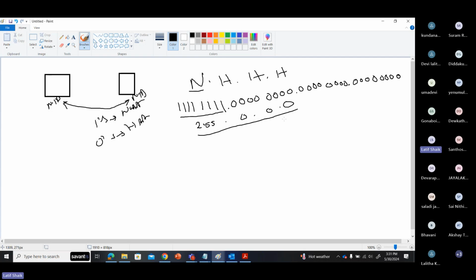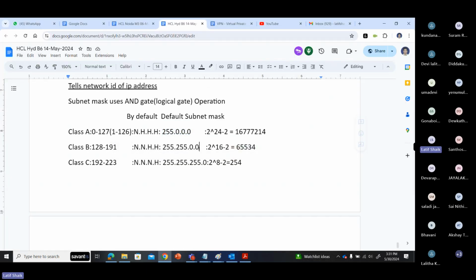Okay. Ones represent network bits. Zero represents host bits. So your entire first portion by default is the network portion. It means the entire first portion is all ones, and the remaining host portions are all zeros only. When you convert it, it's 255.0.0.0. This is our class A subnet mask. The same goes for class B and class C.